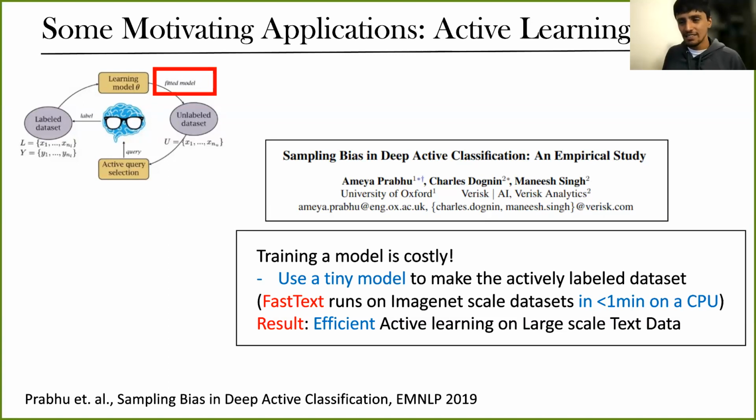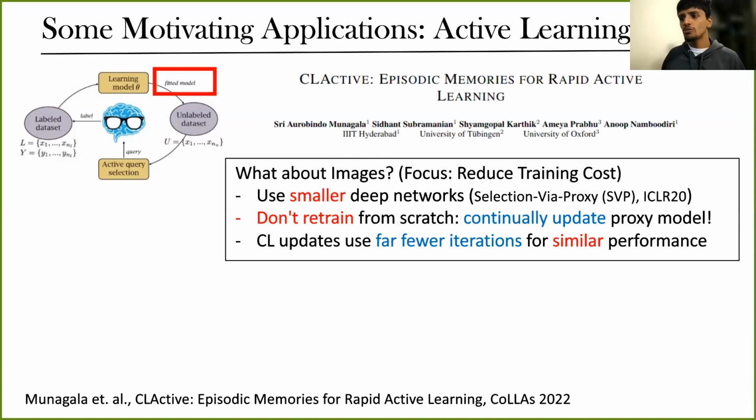However, on images, we don't have models like FastText, which can run in less than 1 minute on CPU on large scale datasets like ImageNet. What do we do here? We have to use deep networks, but we can use smaller deep networks.